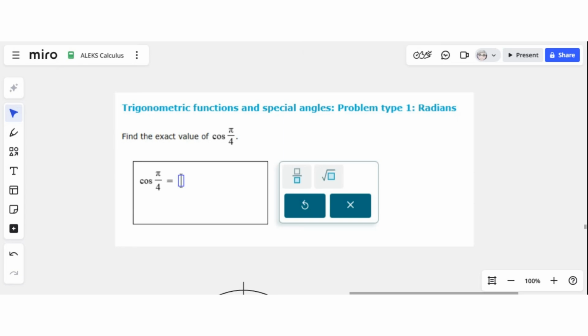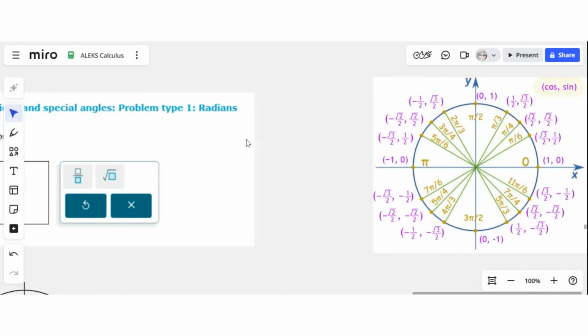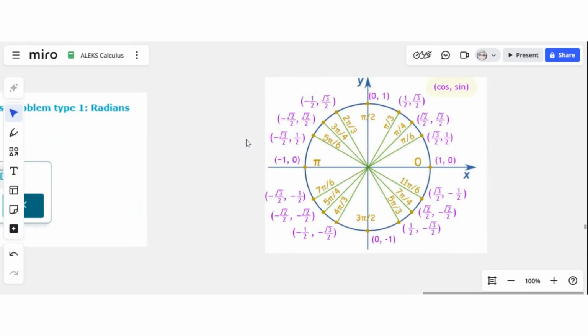In these problems, we're being asked to find the exact values of some trig functions, and you've probably done this before. You've probably been asked what's the cosine of pi over 4, and you've gone straight to a unit circle, and you've reminded yourself that the cosine is the x value, and you've looked at pi over 4 and seen, oh yeah, it's the square root of 2 over 2.